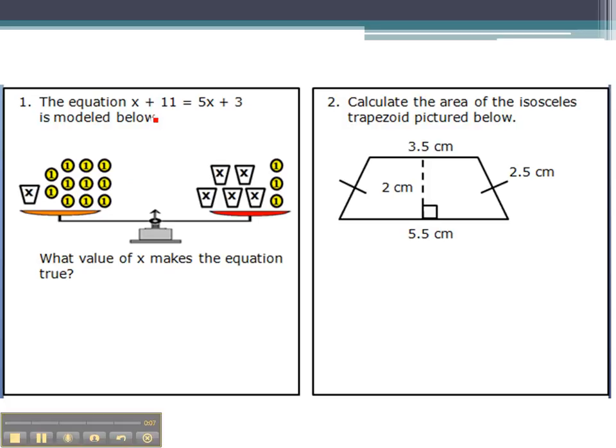Problem number 1. The equation x plus 11 equals 5x plus 3 is modeled below. What value of x makes the equation true? We can use the model to solve for x here.